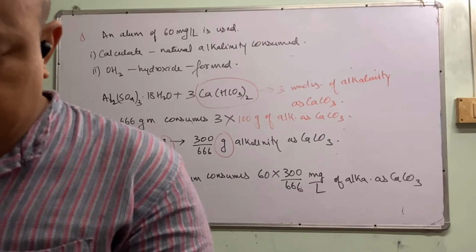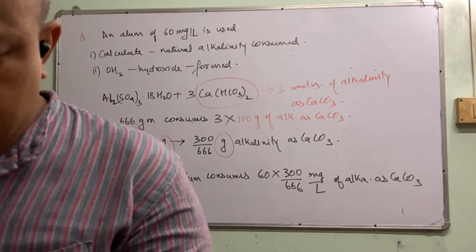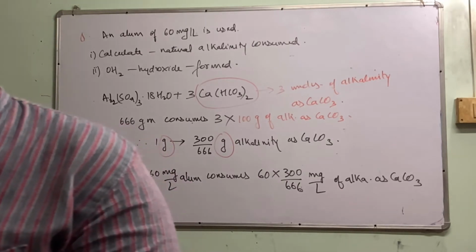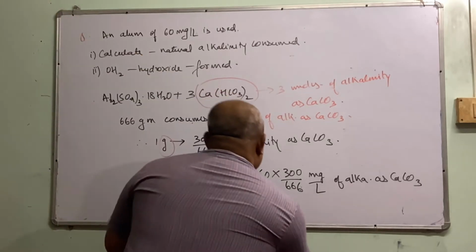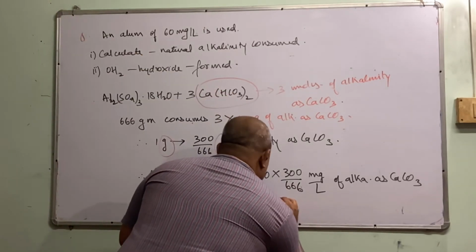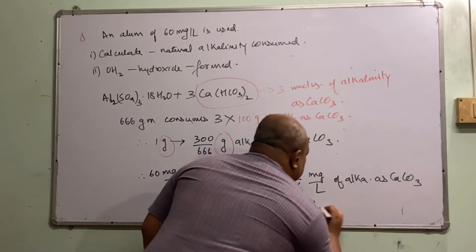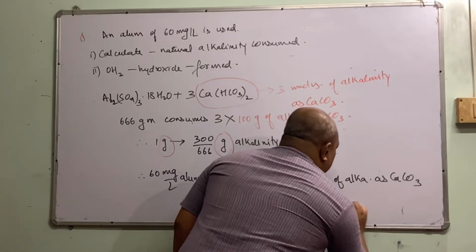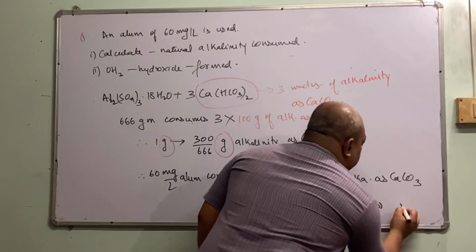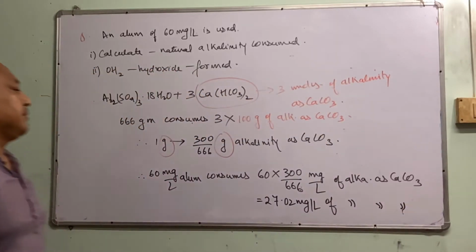60 into 300 divided by... So this is 27.02 milligram per liter of alkalinity as calcium carbonate. One part finished, right?